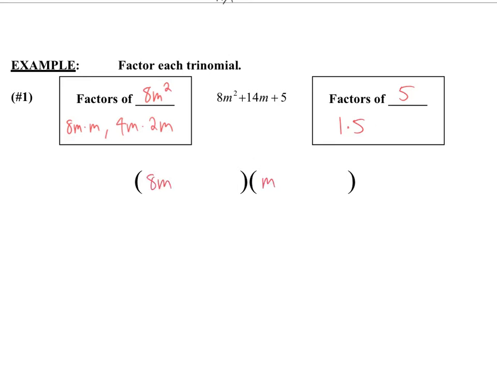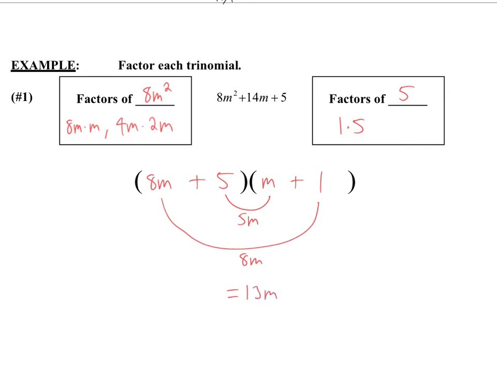Now, where should I put 1 and 5 to add up to 14? Let's try putting 5 right here, plus 5, and then plus 1 right here. See if that's going to work. What's 5 times m going to be? That's 5m. What's 8m times 1? That's 8m. Ooh, we were so close. What's 5m plus 8m going to be? Well, that's 14m, right? Not 14m, sorry, I goofed up. 13m.